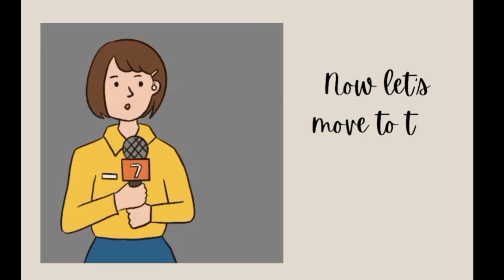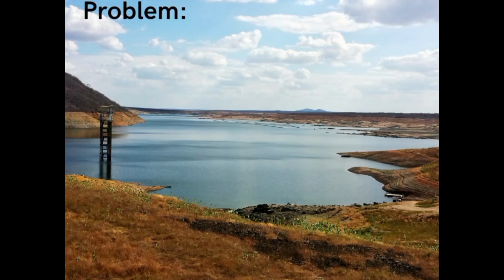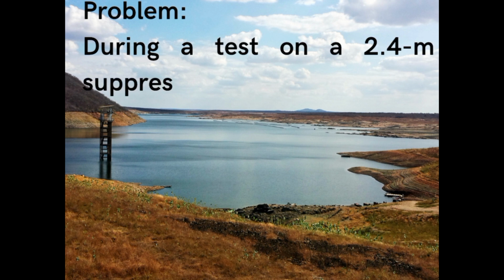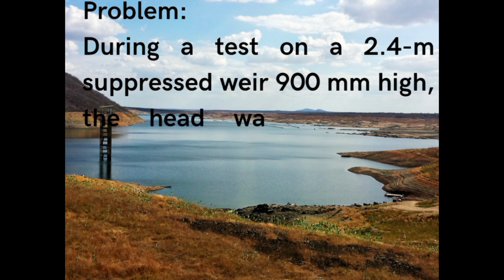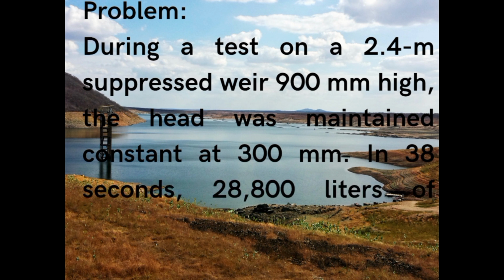Now, let's move to the example problem. Here's the problem. During a test on a 2.4 m suppressed weir 900 mm high, the head was maintained constant at 300 mm. In 38 seconds, 28,800 liters of water were collected. What is the weir factor?